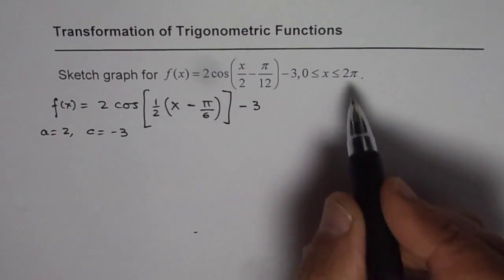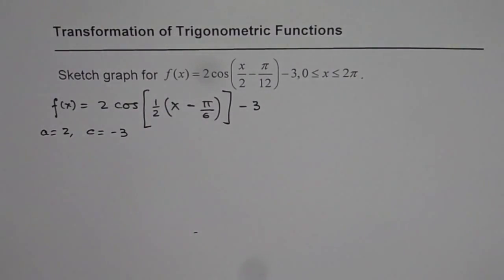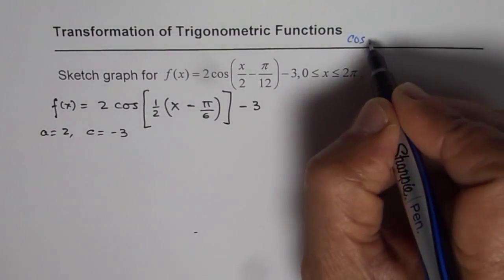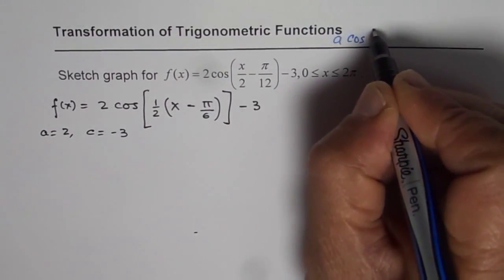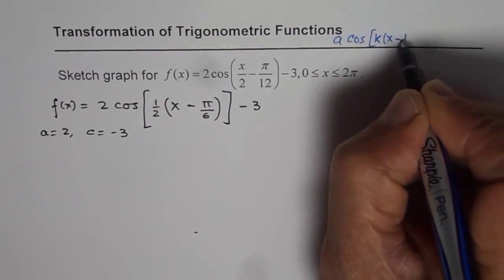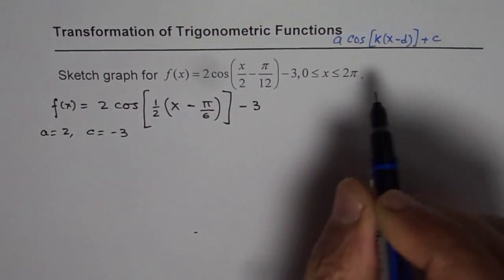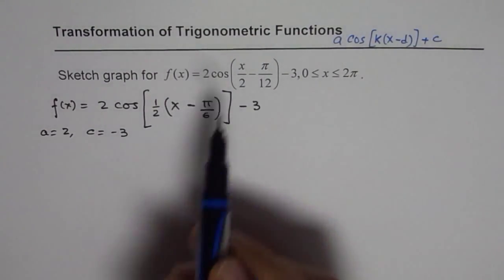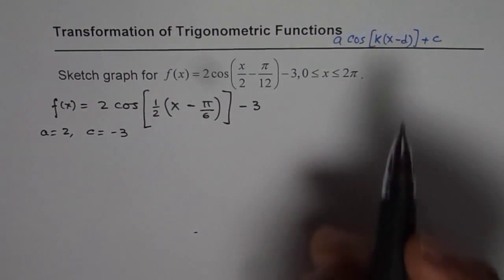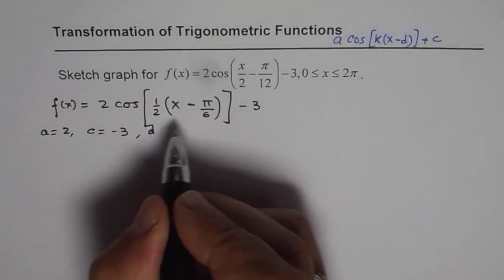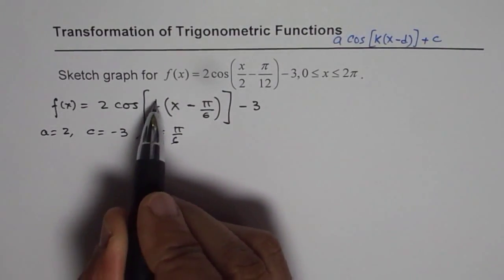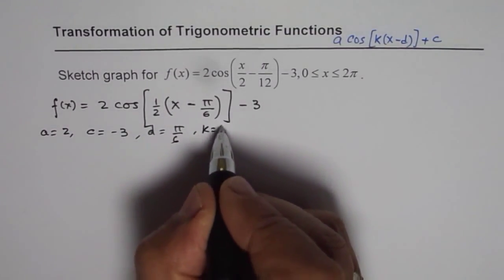So what I'm really comparing it with is a general trigonometric function, which let me write on the top itself as a times cos of k x minus d, plus c, right? So a means amplitude, c means axis for the cosine function, right? Now d is your phase shift, so d is pi by 6 means pi by 6 to the right, and from here half is the value of k, so k is half for you.